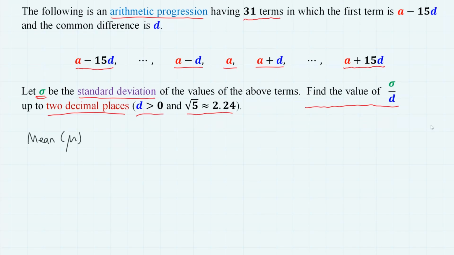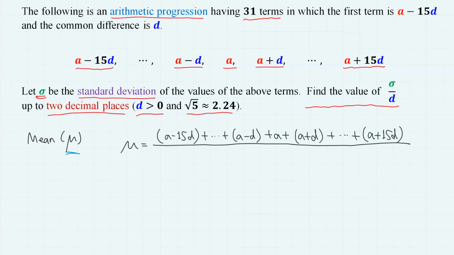First, you have to find the arithmetic mean, which we will denote as mu. It is given by the sum of all terms divided by the number of terms, which is 31. And you can easily notice that all of the d terms get cancelled out due to the symmetry of the expression. So we are only left with a bunch of a's, 31 a's to be exact. So we have 31a divided by 31, which is a. So this is the mean, and now the standard deviation.